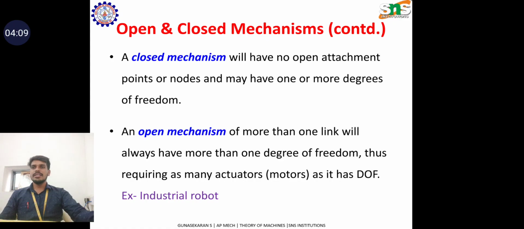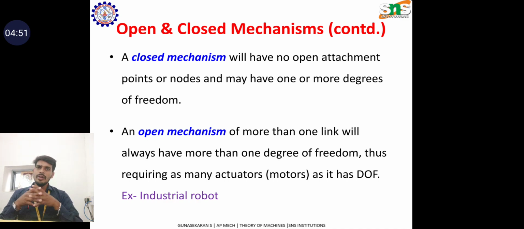Then the open mechanism. In contrast, an open mechanism consists of links with open attachment points. It inherently has more than one degree of freedom, requiring a corresponding number of actuators or motors to independently control each degree of freedom. Note that we need a number of actuators or motors to independently control each degree of freedom.